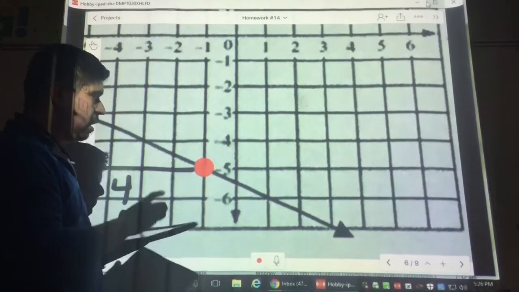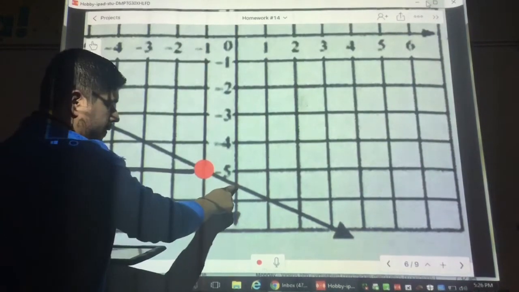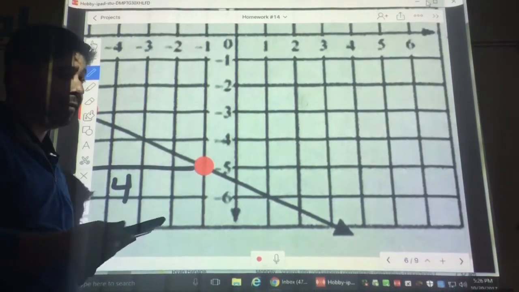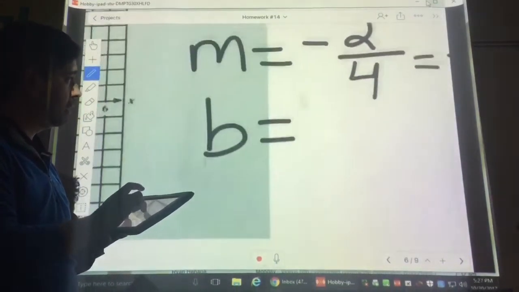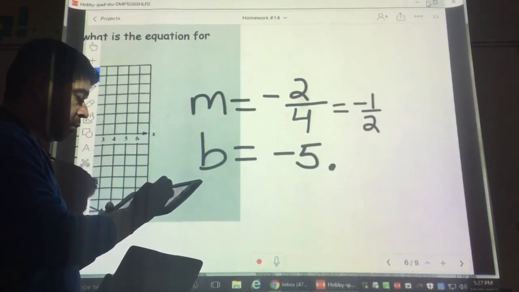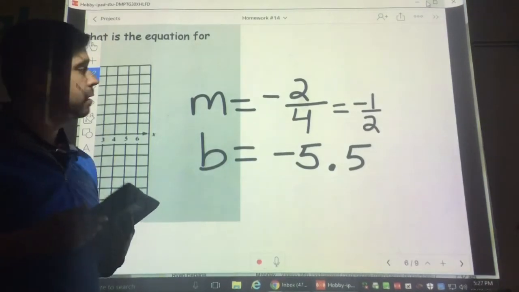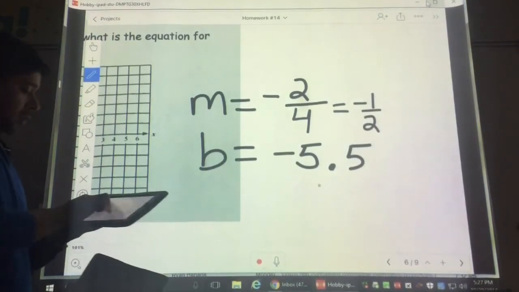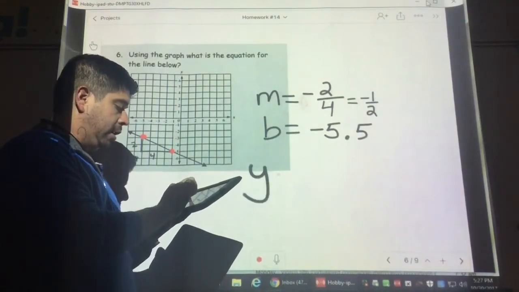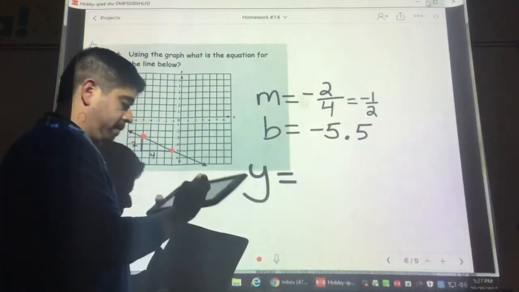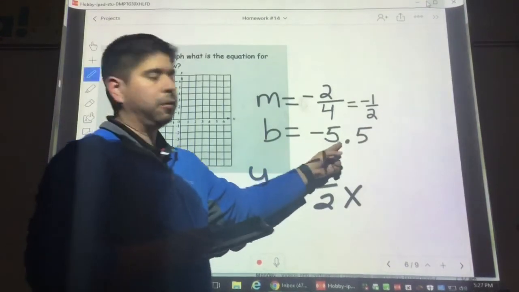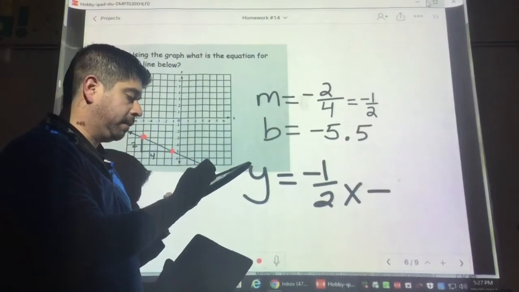Between 5 and 6. So negative, okay, 5.5, because it's halfway between. I know it's not exact. We don't know if it's exactly 5.5, but that's the answer we're going to accept. So I go back to my y-intercept, negative 5.5. We can leave it like that, that's okay. So now once we have those 2 pieces of information, we can write our y equals equation. Y equals negative 1/2 x. Now since this is a negative 5.5, I can just go ahead and put minus 5.5.